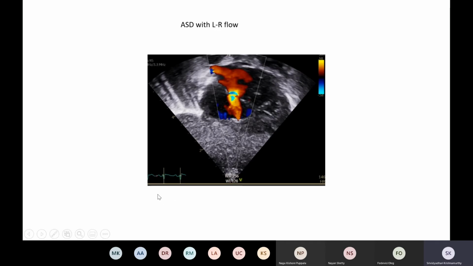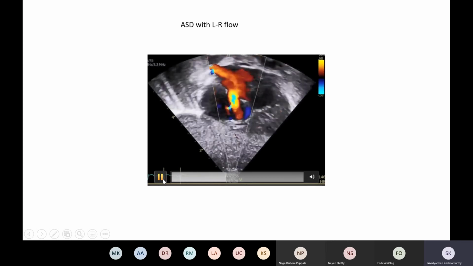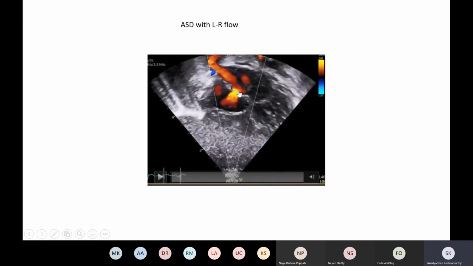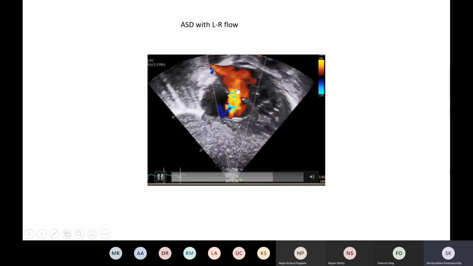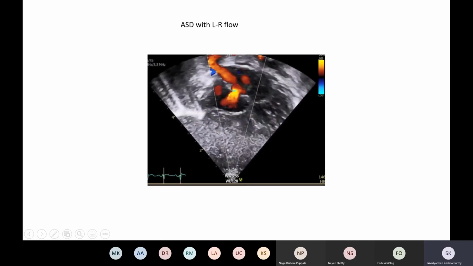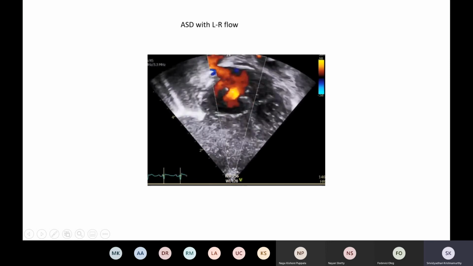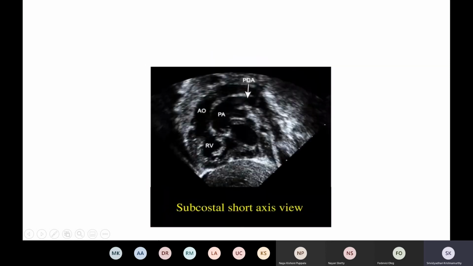So this is a video that shows the ASD communication. So there we go, with left to right flow there. So subcostal views, what we were talking about, being the arteries being parallel. So that's the right ventricle giving out a parallel. Normally, you don't see this kind of pattern.